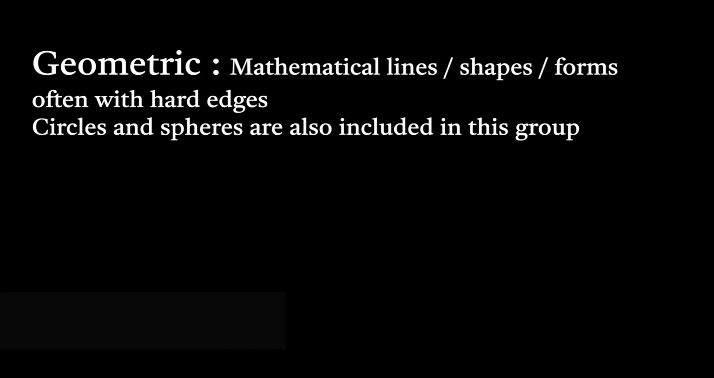In art there are 2 main types of shapes. The first group is geometric. They are mathematical lines, shapes, forms, often with hard edges. Circles and spheres are also included in this group.